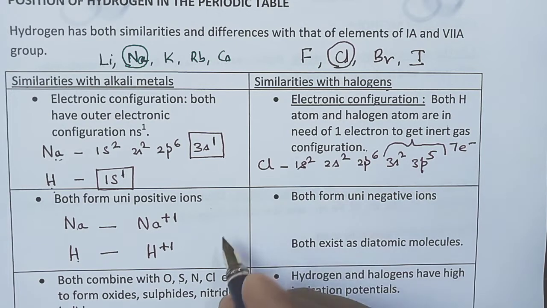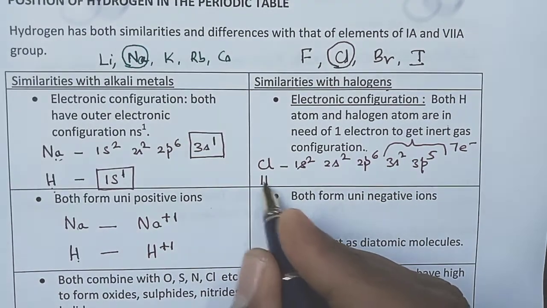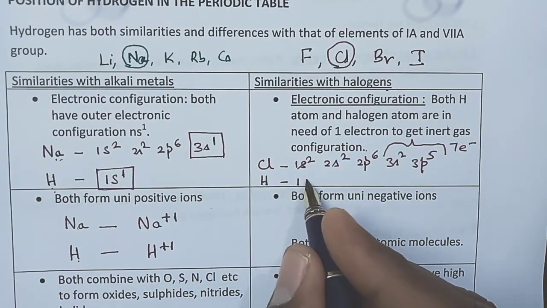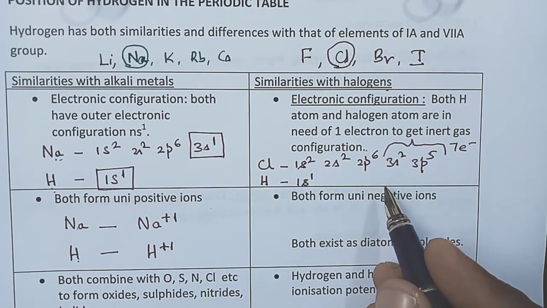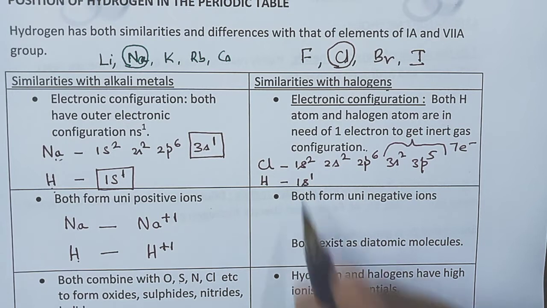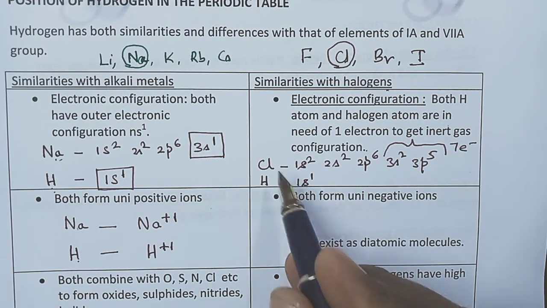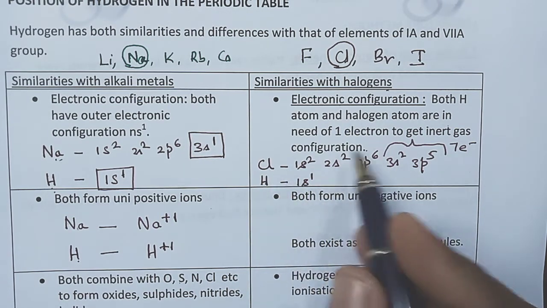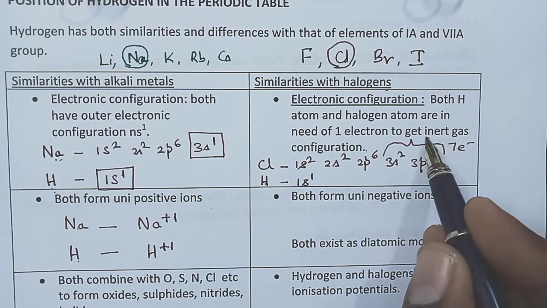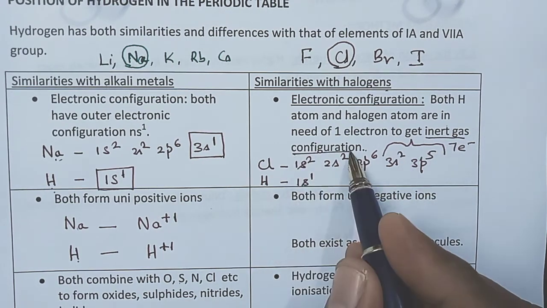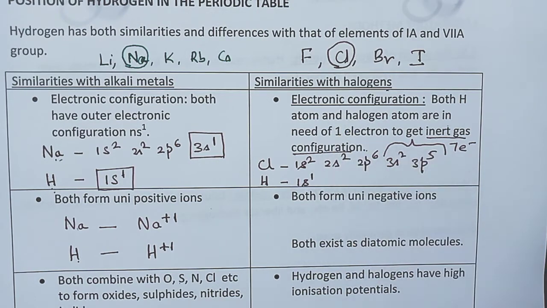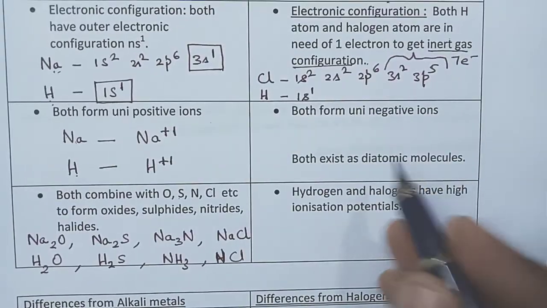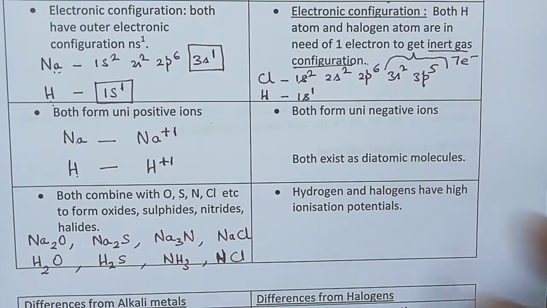This is about chlorine. Now coming to hydrogen, you know that the configuration of hydrogen is 1s1. To get helium configuration, it is in need of 1 electron. So both halogen and hydrogen need 1 electron to get inert gas configuration. So both have the same nature. So this is the first point. Second point, both form uninegative ions.